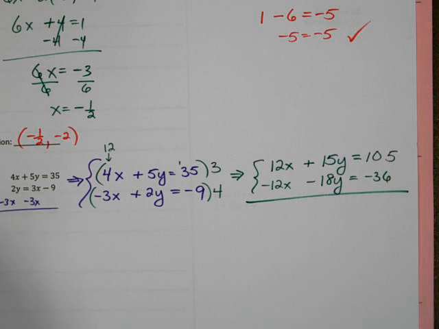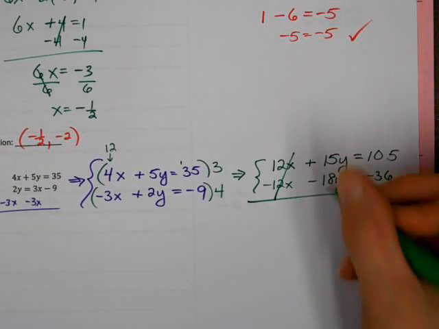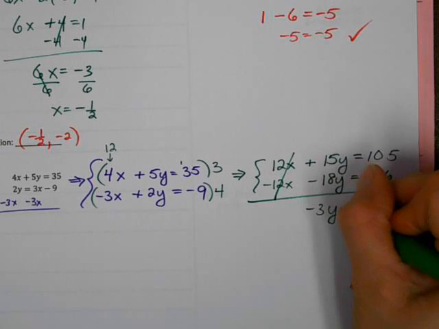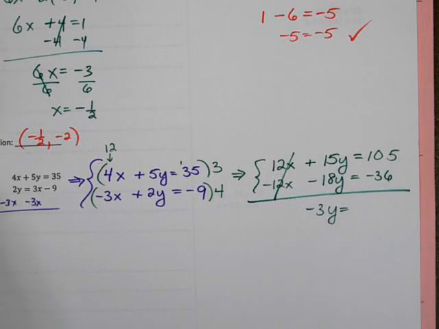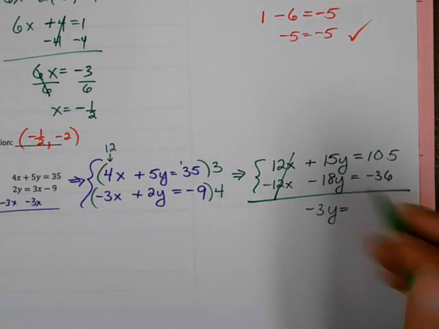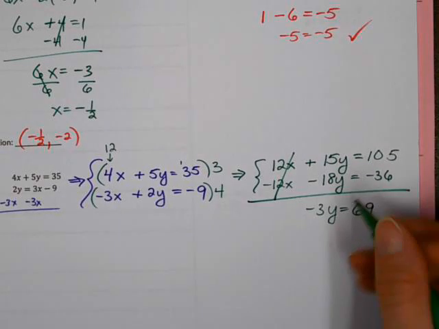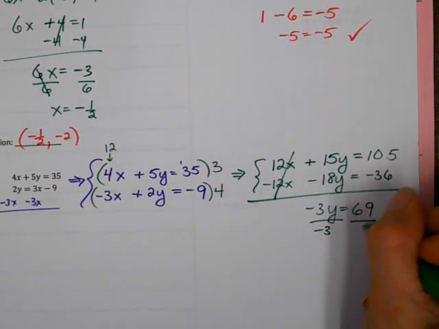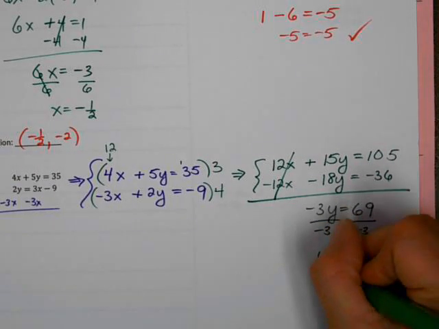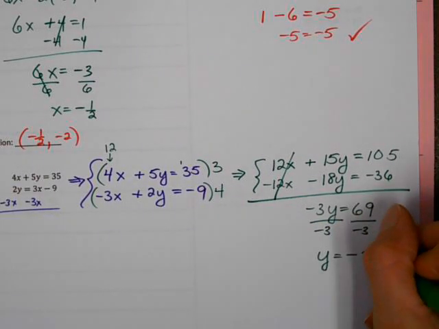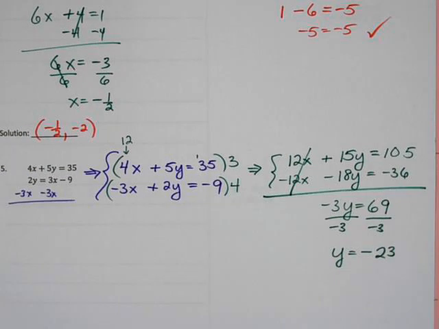Let's go ahead and cancel out the x's. 18 minus 15 is going to be negative 3y. Oh no, somebody help me here. 105 minus 36 is how much? 69. Oh, 69 does divide by negative 3 nicely, right? 69 divided by negative 3 is going to be a negative 23. Okay, I feel good when I get nice numbers there at the end.